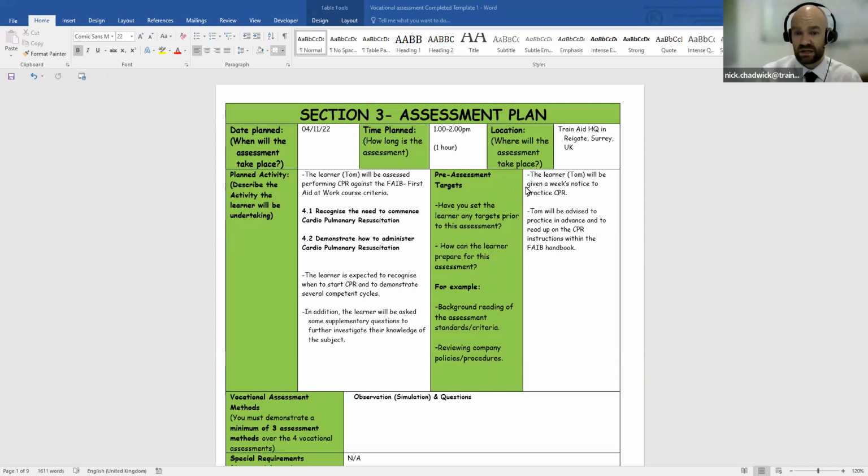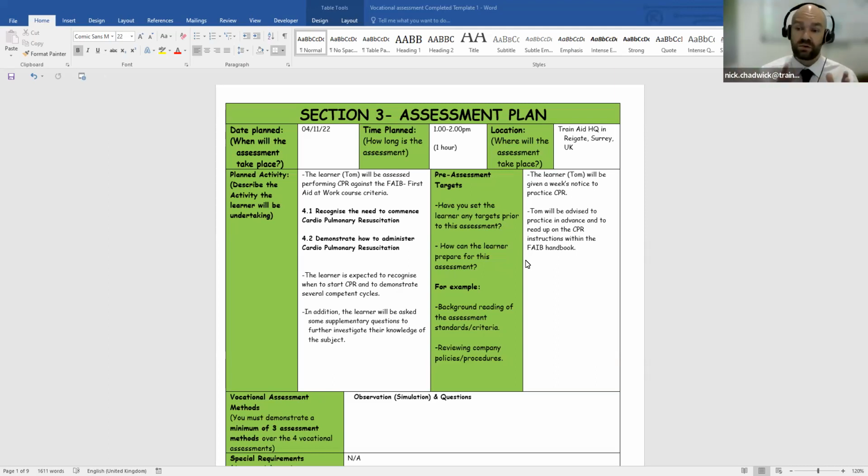On the right-hand side of the form, we have pre-assessment targets. Have you set your learner any targets prior to this assessment? How can the learner prepare for this assessment? It's very important that we give our learner some pre-assessment targets. This could be pre-reading, or it could be watching a video. This is going to prepare them fully for their upcoming assessment.